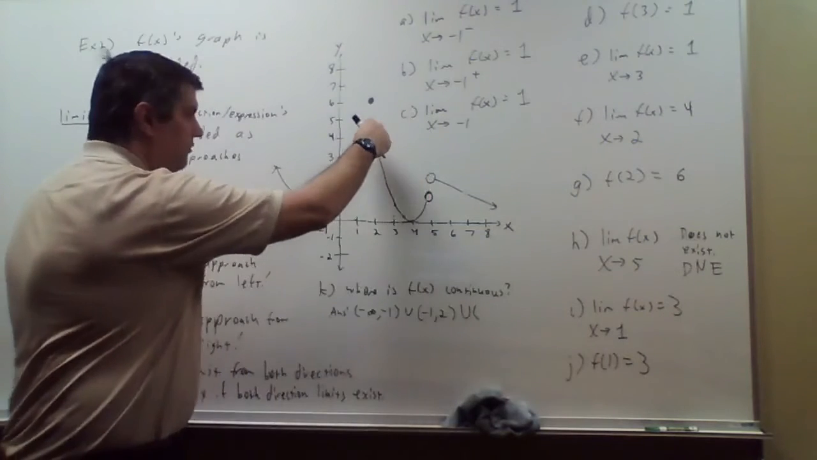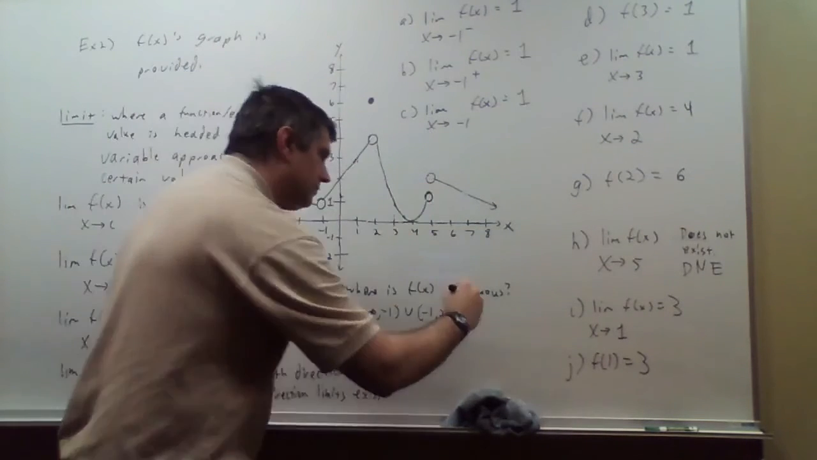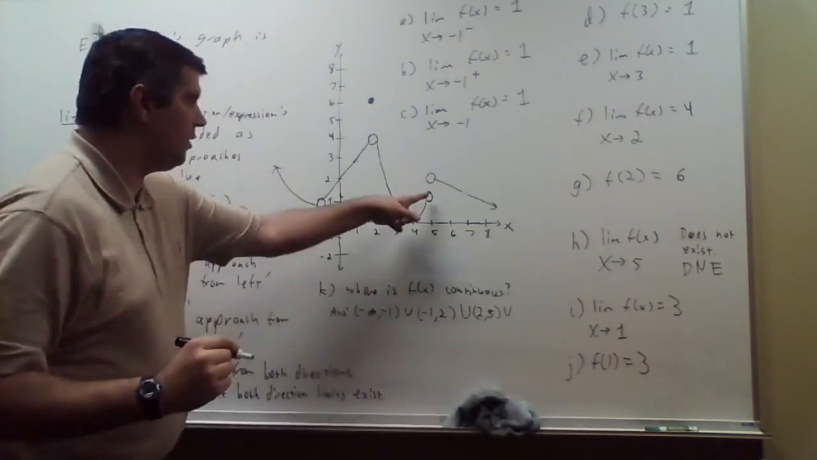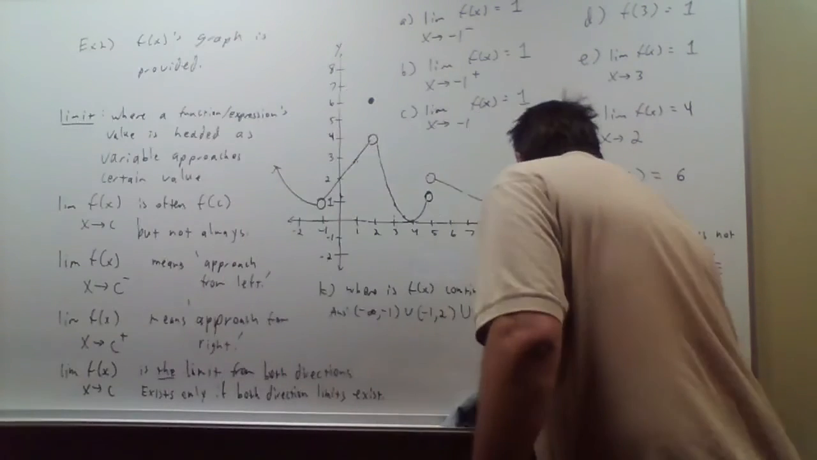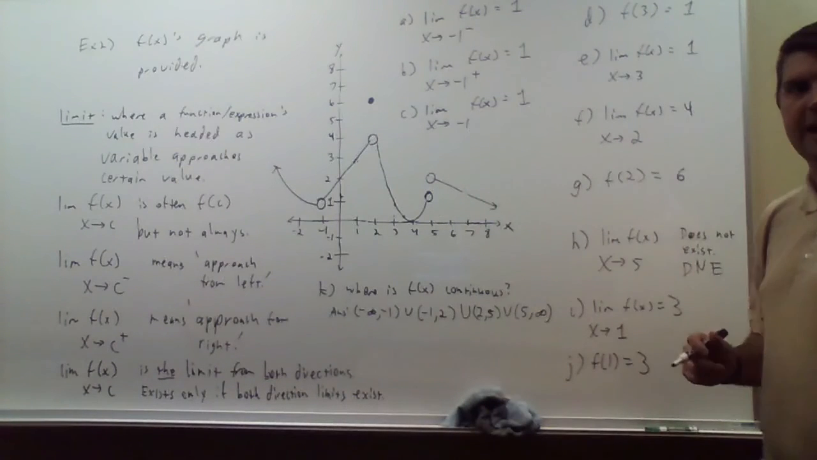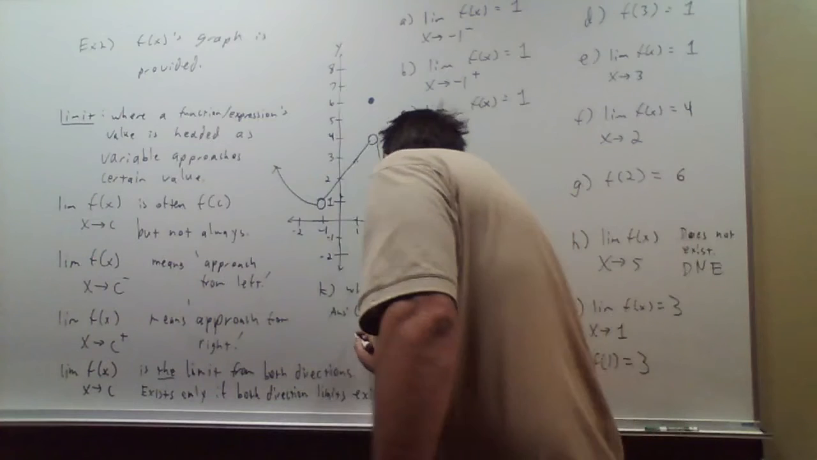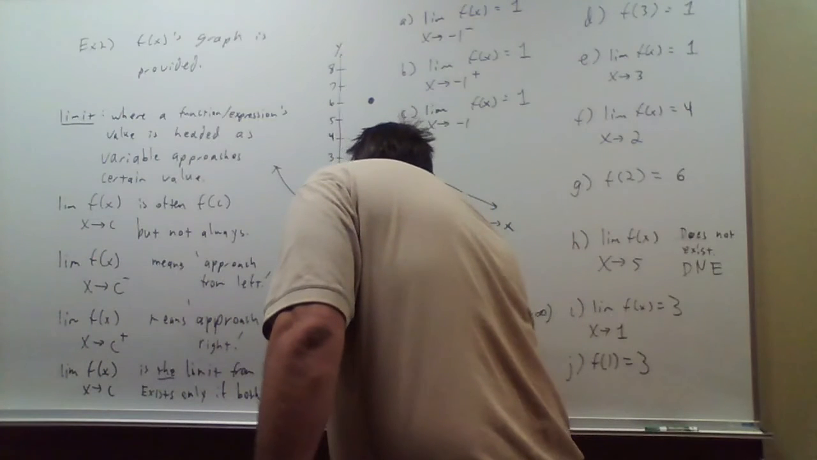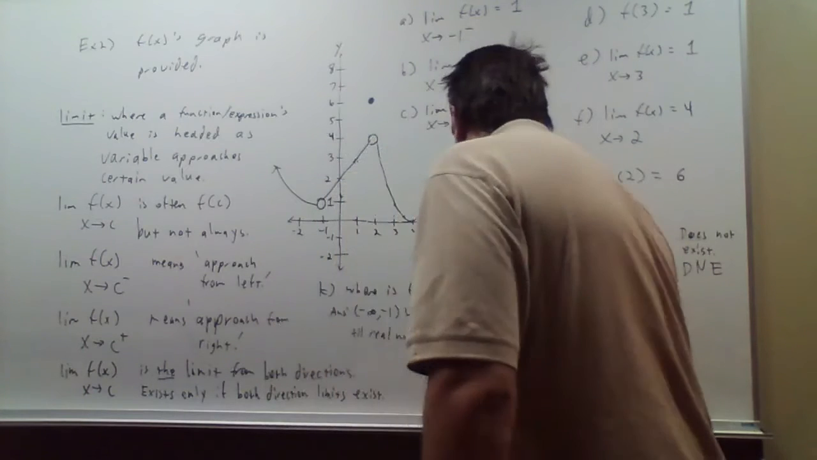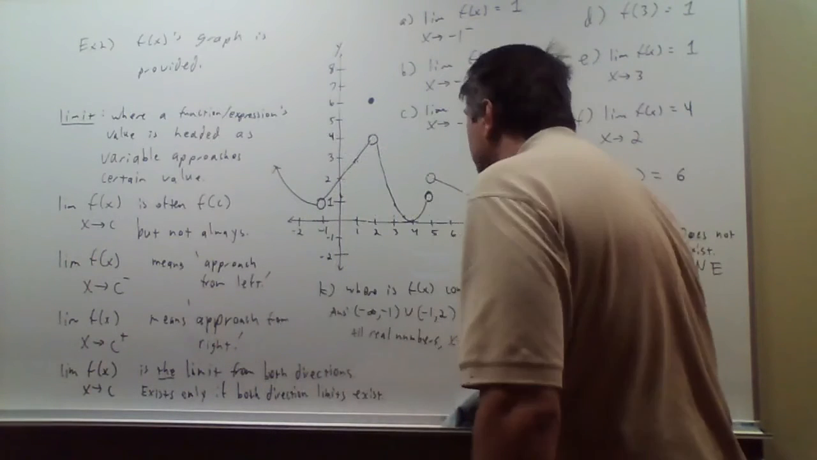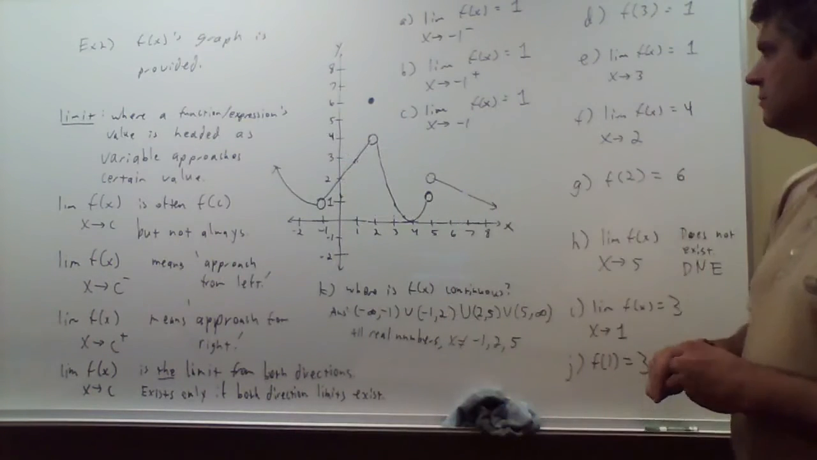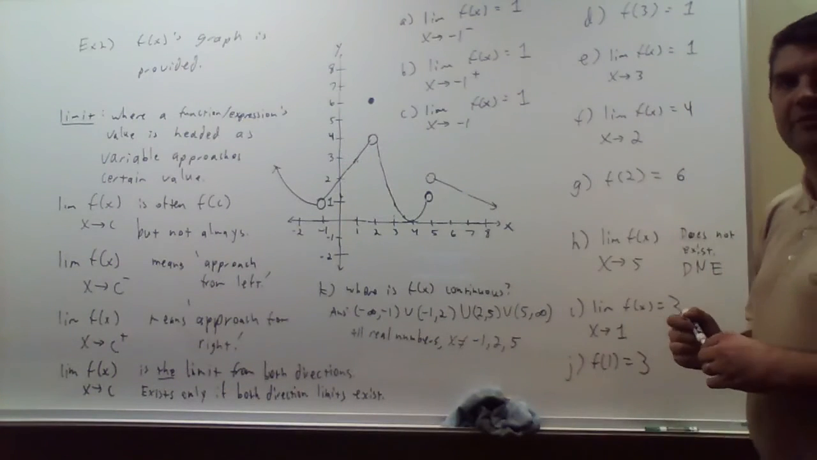And then it's continuous, again, from 2 to 5. And then it's continuous after 5. Okay? That's interval notation. Others might say all real numbers with the exception of x does not equal negative 1, 2, or 5. All right, that's it for this problem.